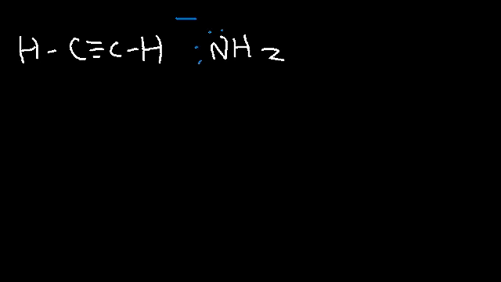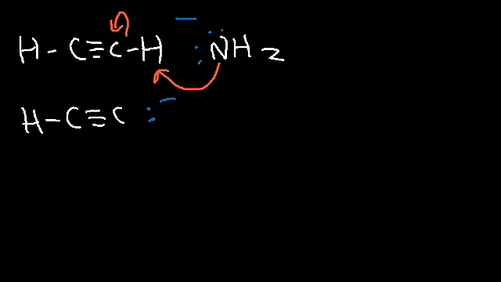So in the first step, the amide ion is going to remove a hydrogen, generating the acetylide ion. And then in the next step, this is going to react with, let me redraw that better. This is going to react with 1-bromobutane.